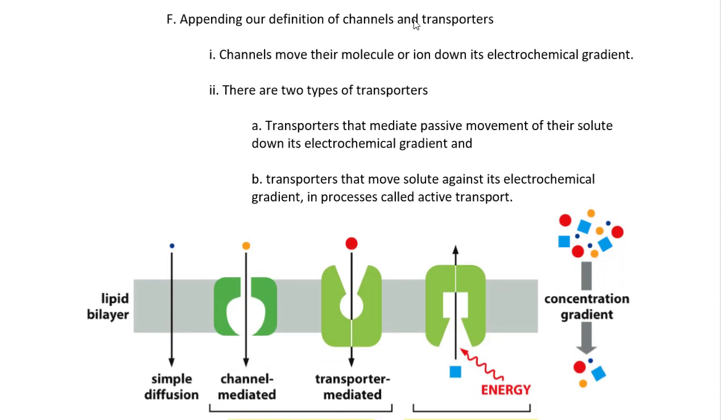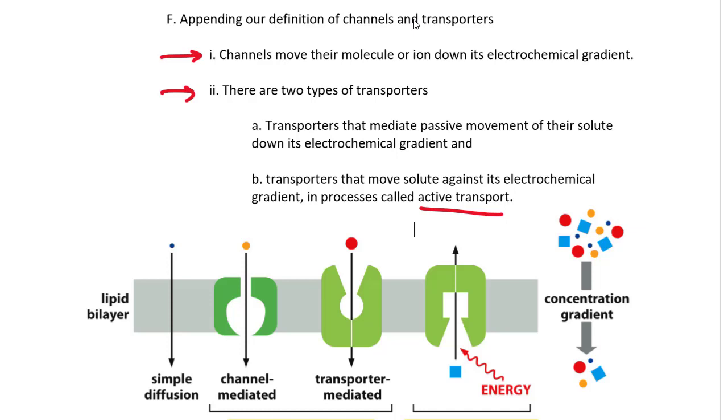So, appending our definition of channels and transporters. Channels move their molecule or ion down its electrochemical gradient. So this first one is something for channels. This one is for transporters. There are two types of transporters. Transporters that mediate passive movement of their molecule down its electrochemical gradient, aka diffusion. Transporters that move solute against its electrochemical gradient in a process called active transport.